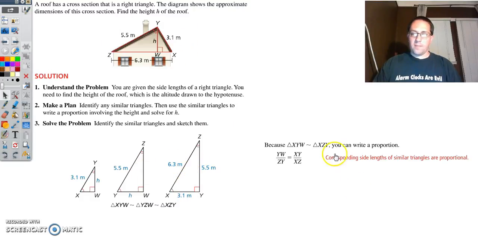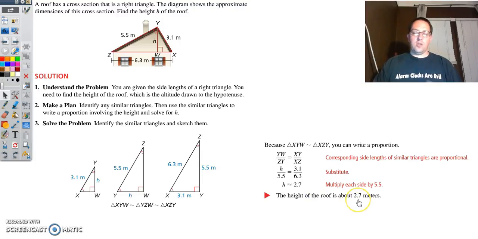the whole thing. Plug in our numbers, cross multiply and divide, solve our proportion there, and we see that the height of this triangle is 2.7 meters. That's how tall this roof is. All right. So that's not too bad.